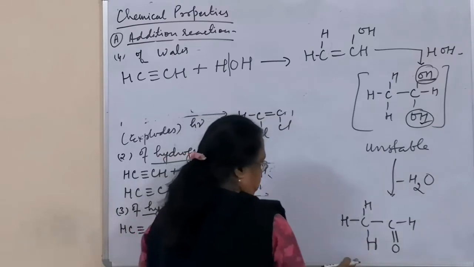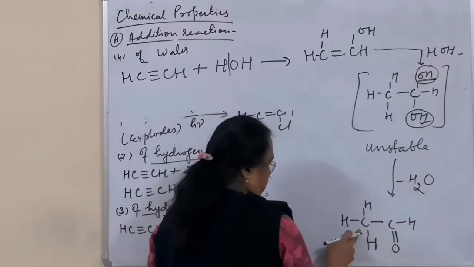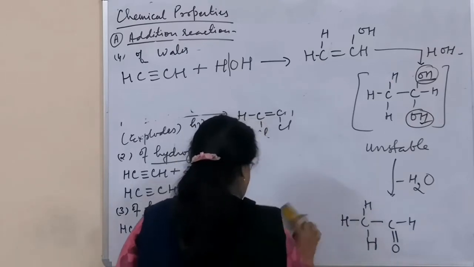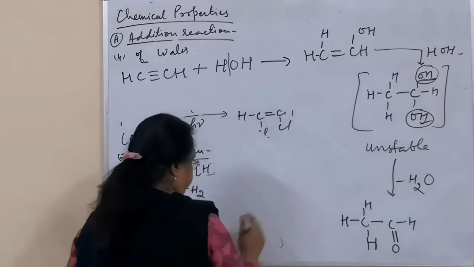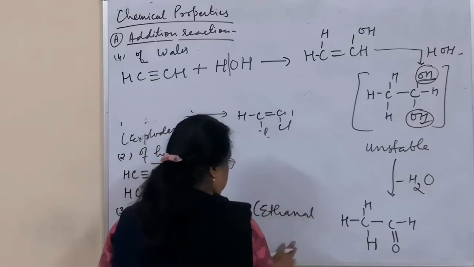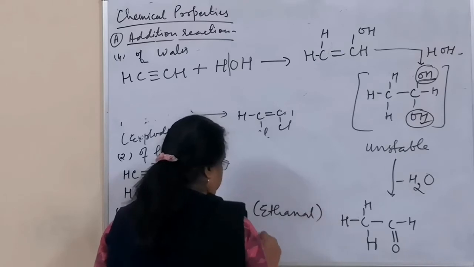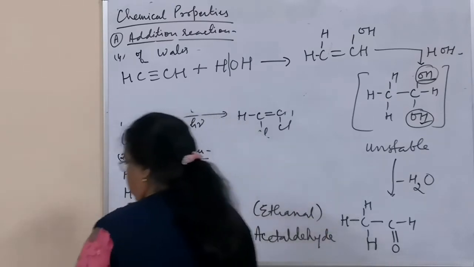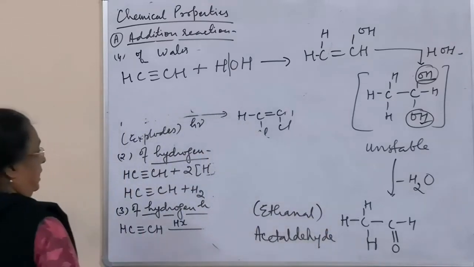This compound is ethanal, 1,2-ethanal. The IUPAC name is ethanal, and the common name is acetaldehyde. So we obtain acetaldehyde.